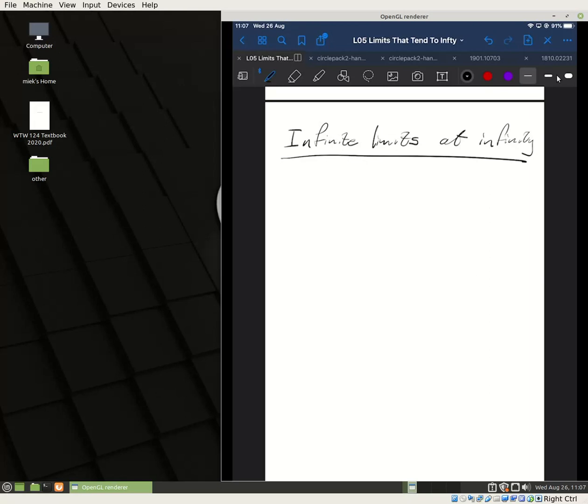So now we will look at infinite limits at infinity, so either plus or minus infinity. For example, just think of the function that sends x to x squared. It is a parabola, so as x tends to infinity, x squared is also going to tend to infinity.